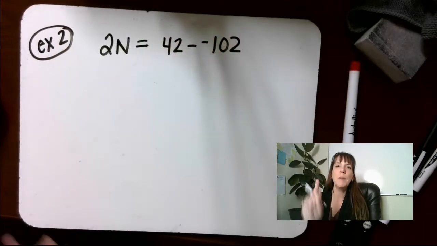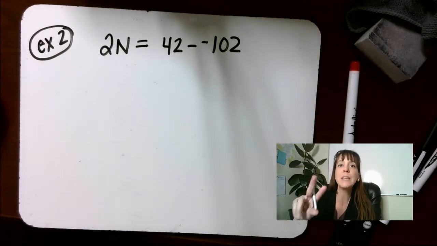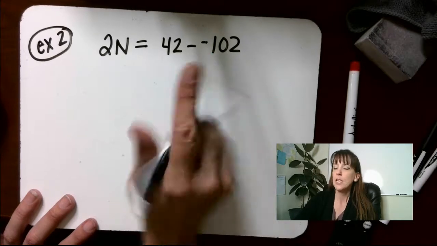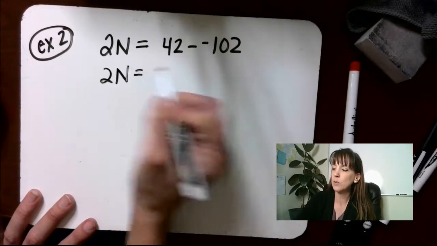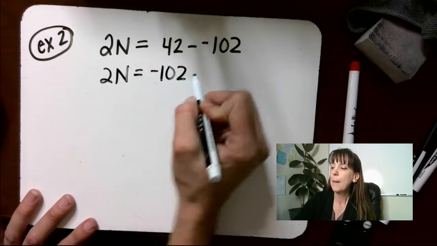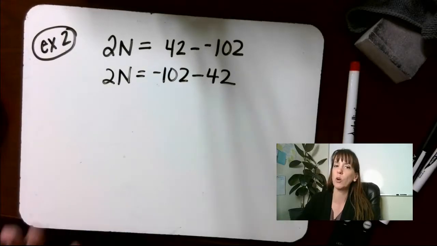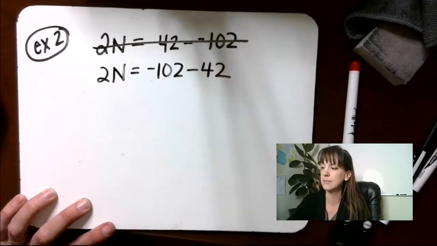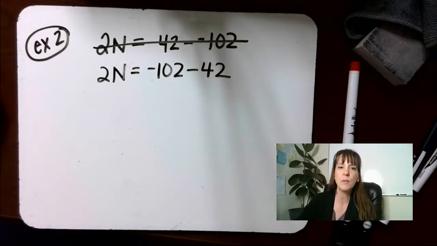But I want you to remember the words less than mean that you have to flip these things around. This and this need to be flipped. So it's really 2n equals negative 102 minus 42. That's really important. When you see less than, flip it. It's not meant to be done in order. So it's not this.